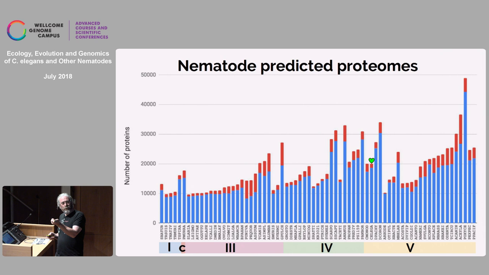It's probably also because C. elegans is one of the organisms that have been most worked on most thoroughly, and so we know more about the transcription units in this genome.